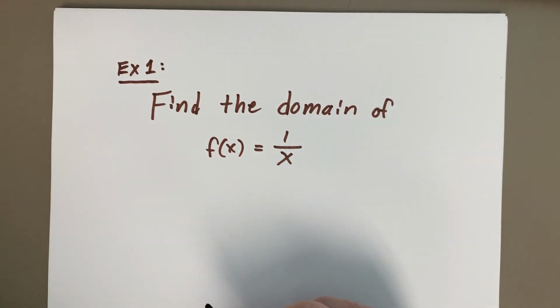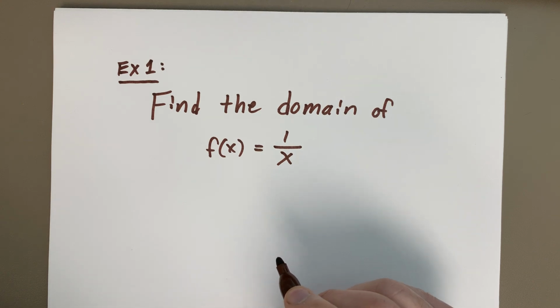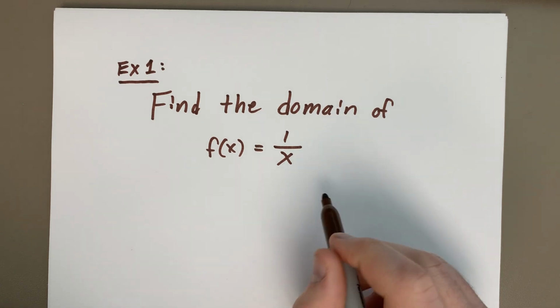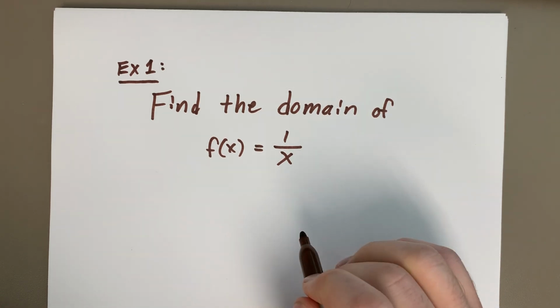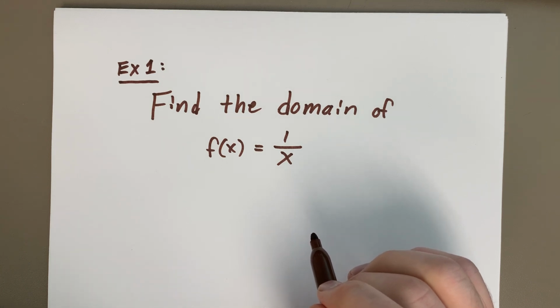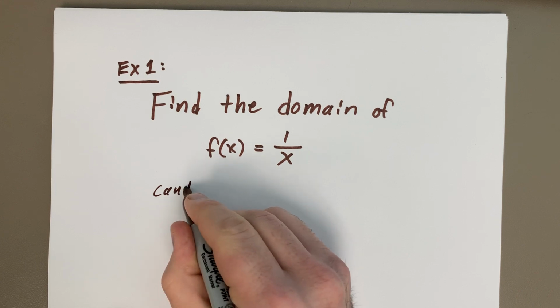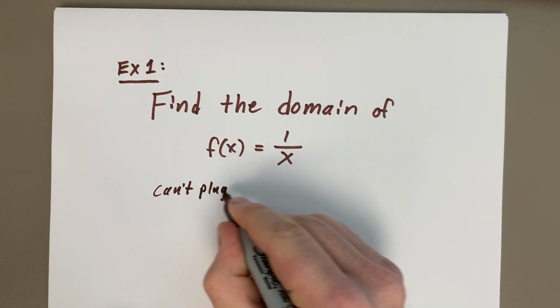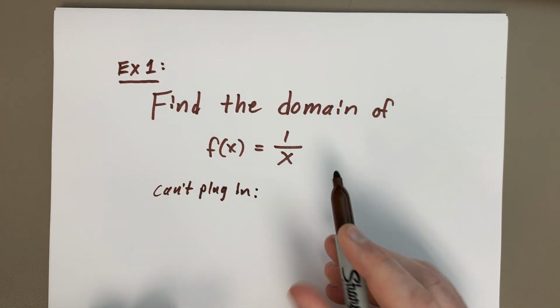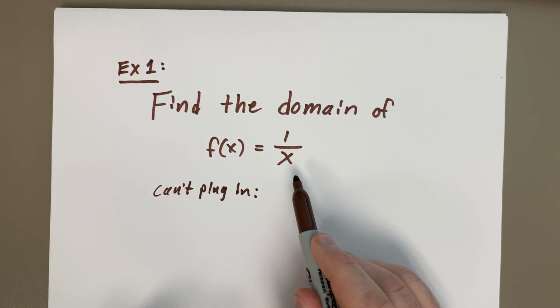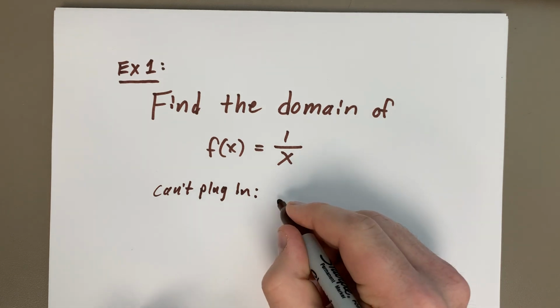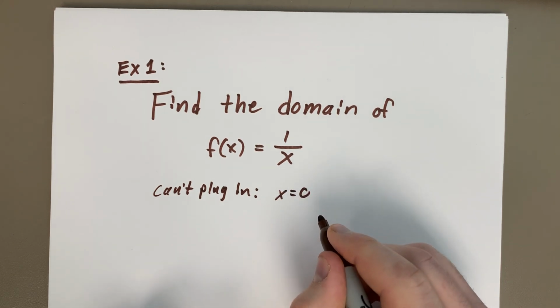So looking at this function, we have 1 over x. So remember the two types of problems that we typically look for is division by 0 and square roots of negatives. We don't have any square roots in this case, but we do have potential for division by 0. So what x values can't I plug in? So in this case, you notice that I'll get division by 0 if x is equal to 0. So can't plug in x is equal to 0.